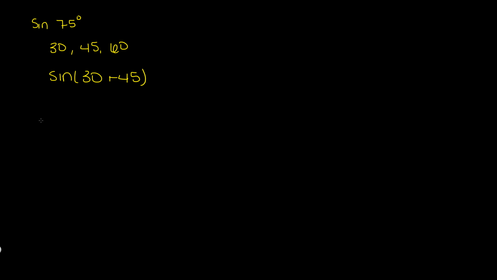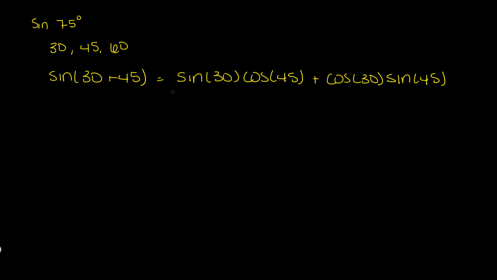All right, so here we have 30 plus 45. So we're adding two degrees. So this is going to be sine of 30 cosine of 45 plus cosine of 30 sine of 45. Well, from the unit circle, sine of 30 is 1/2. Cosine of 45 is the square root of 2 over 2. Cosine of 30 is the square root of 3 over 2.